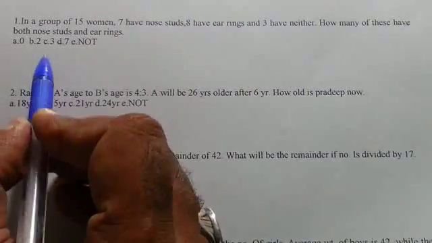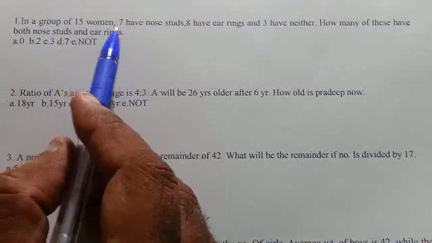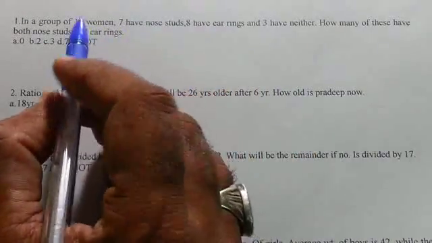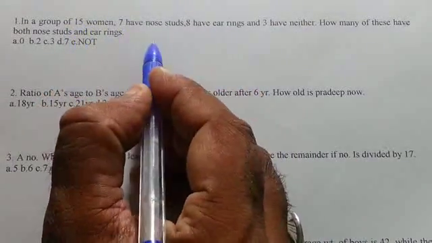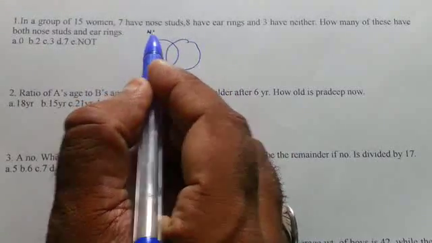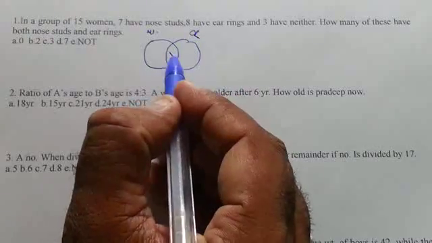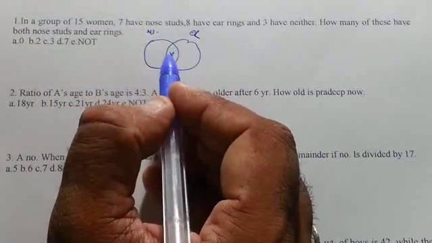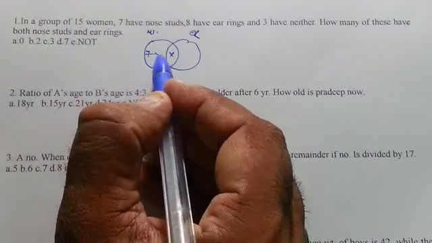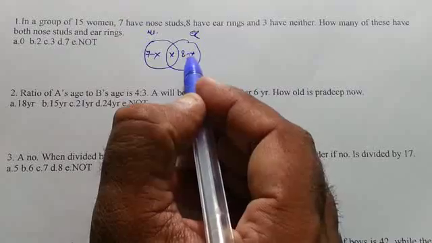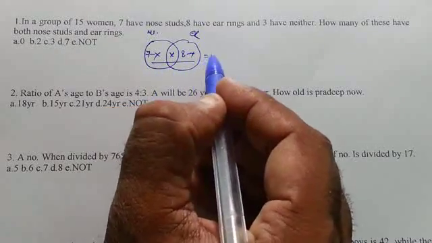Test 3. So first, in a group of 15 women, 7 have no studs, 8 have earrings and 3 have neither. So that means out of 15, 3 have neither, so we are left with 12. So we are having no studs, we are having earrings, we are having X common. So 7 have no studs, so if X have both the things, we are left with 7 minus X. And 8 have earrings, we are left with 8 minus X. And this sum is equal to 12.